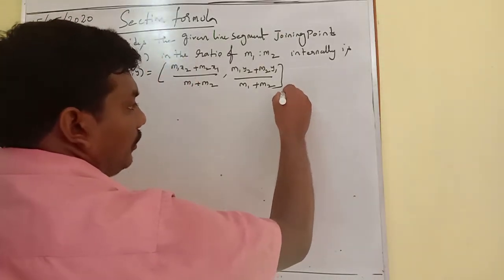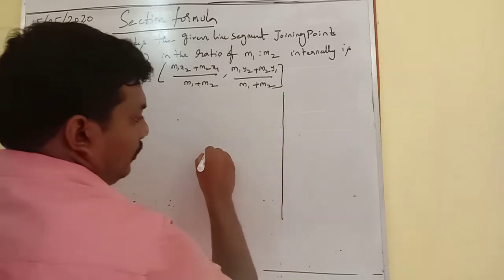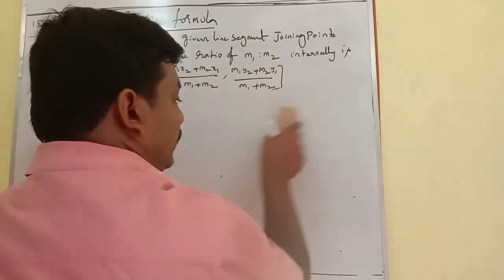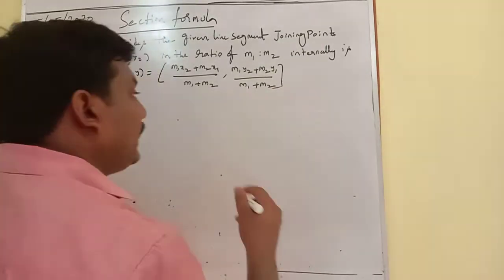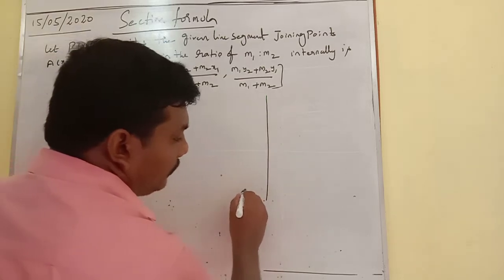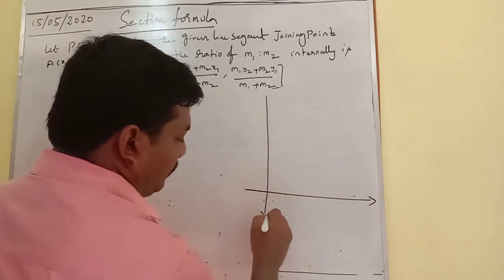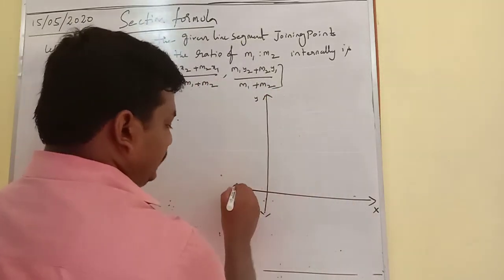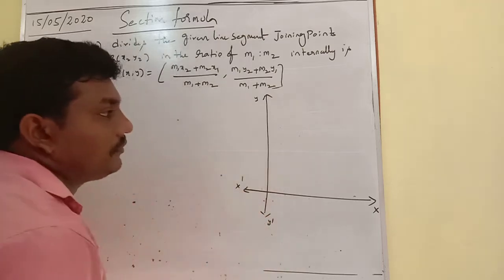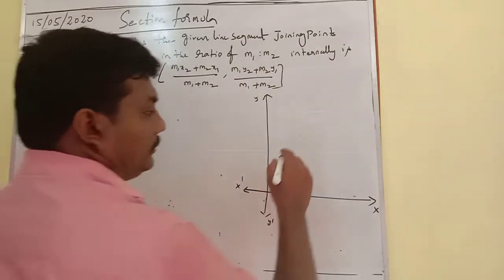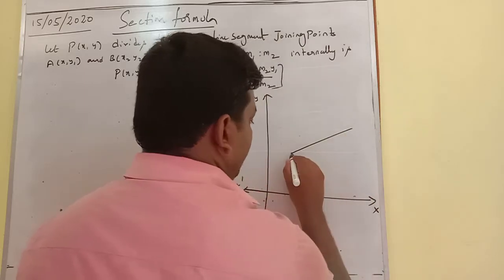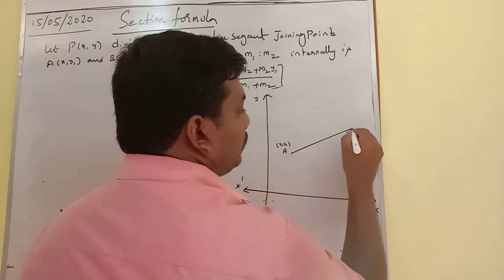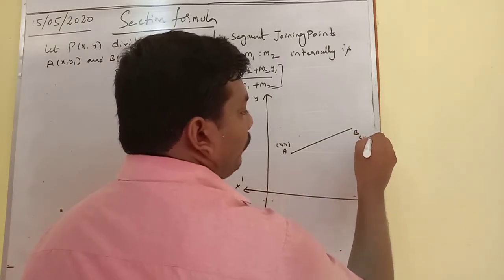we need to consider a Cartesian plane, and we consider only the positive axes. This is the Cartesian plane. This is the x-axis and this is the y-axis, this is x dash and this is y dash. Let me draw one line, the line AB. This point is A (x1, y1) and this point is B (x2, y2).